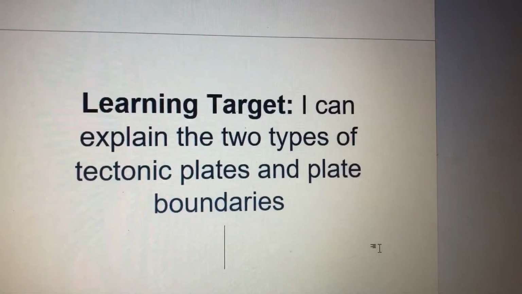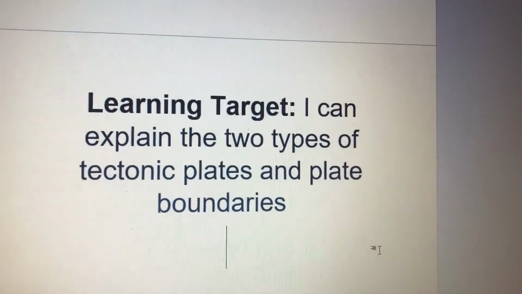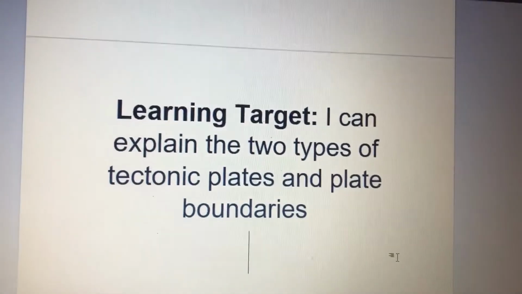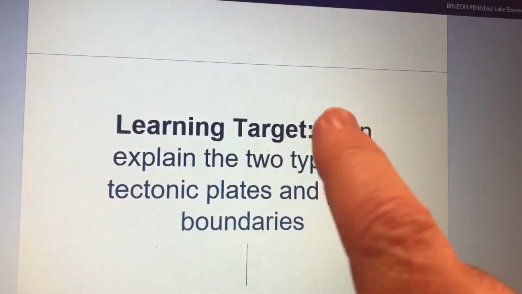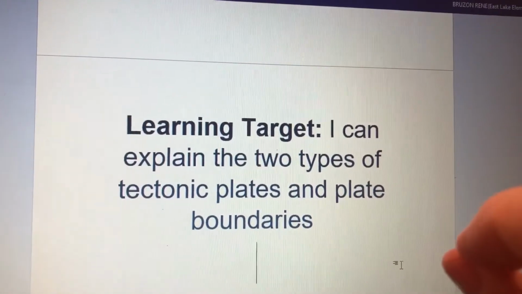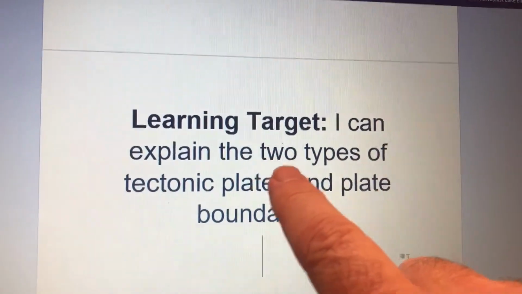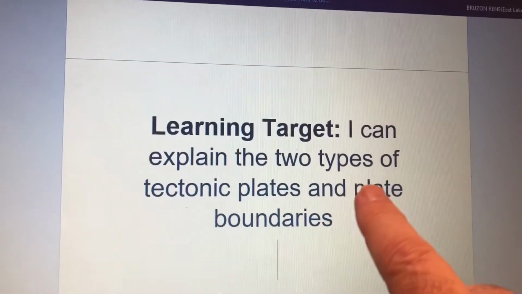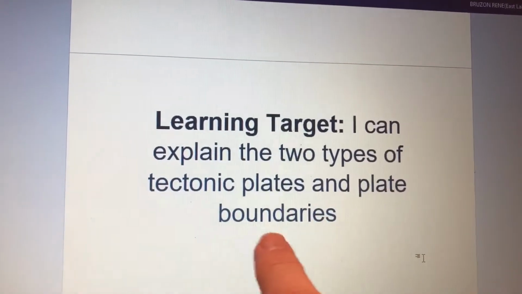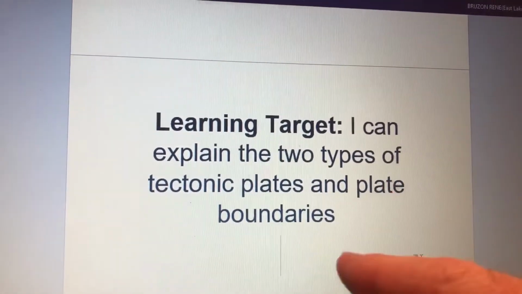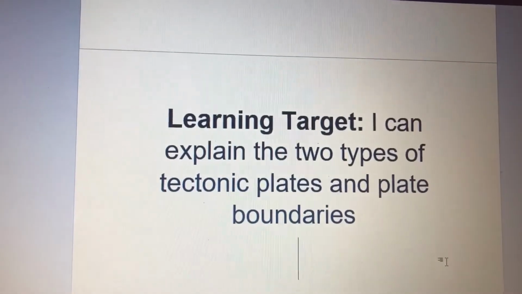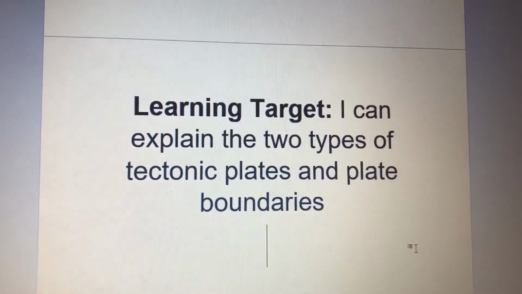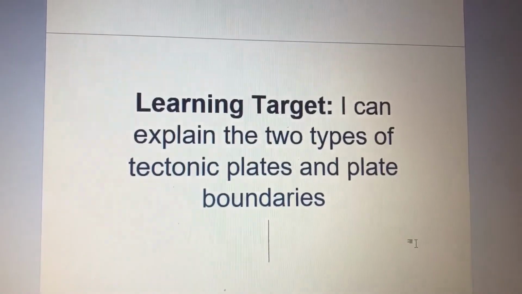Let's look at our learning target. I can explain two types of tectonic plates and plate boundaries. Okay, so the important part here is two types, okay? So there are two types of tectonic plates, and there is something else called plate boundaries, okay? So you know what a boundary is, okay? So today's lesson is all about tectonic plates. You know, what are these things?